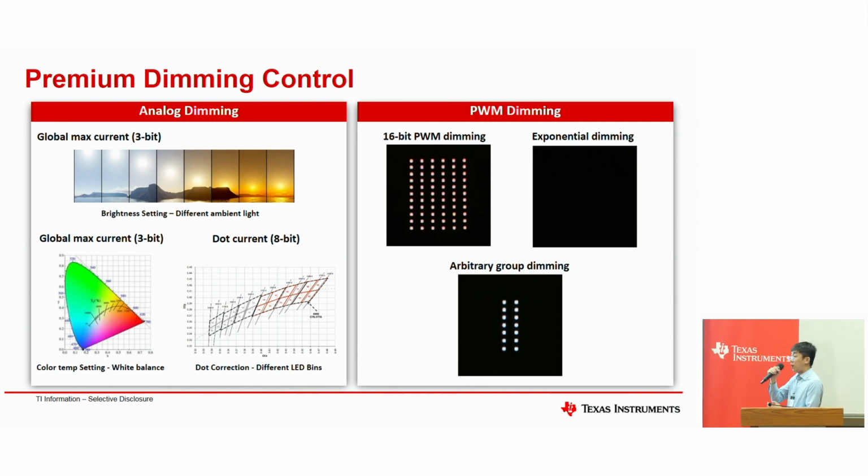On the right-hand side is the PWM dimming. We usually use PWM dimming, or duty cycle control, to control the brightness. We have 16-bit PWM dimming, which is the highest resolution within the industry. Competitors can usually do 12 or 13 bits, but our 16 bits is the top resolution for brightness control. With this 16-bit resolution, you can toggle the current from 0.1 microamperes up to 50 microamperes with more steps in between. That gives you very smooth color transitions when you're toggling the PWM duty cycle.